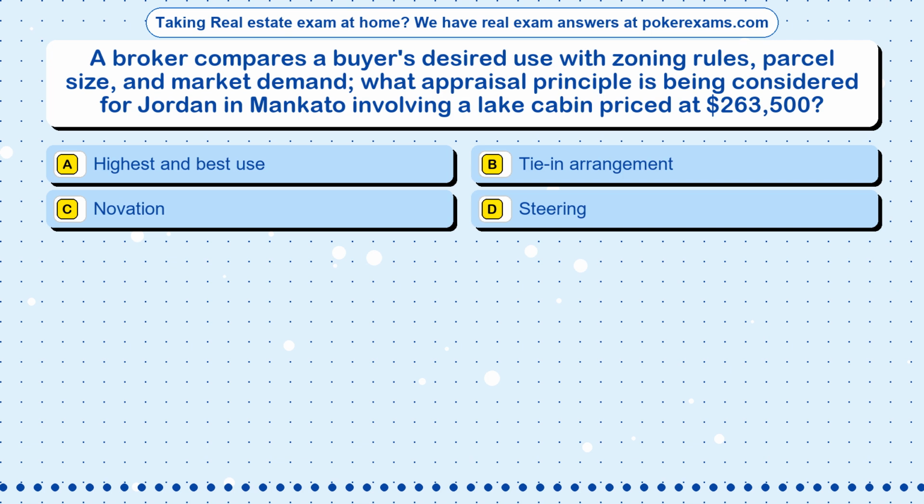Question 37. A broker compares a buyer's desired use with zoning rules, parcel size, and market demand. What appraisal principle is being considered for Jordan in Mankato involving a lake cabin priced at $263,500? Option A, highest and best use. Option B, tie-in arrangement. Option C, novation. Option D, steering.